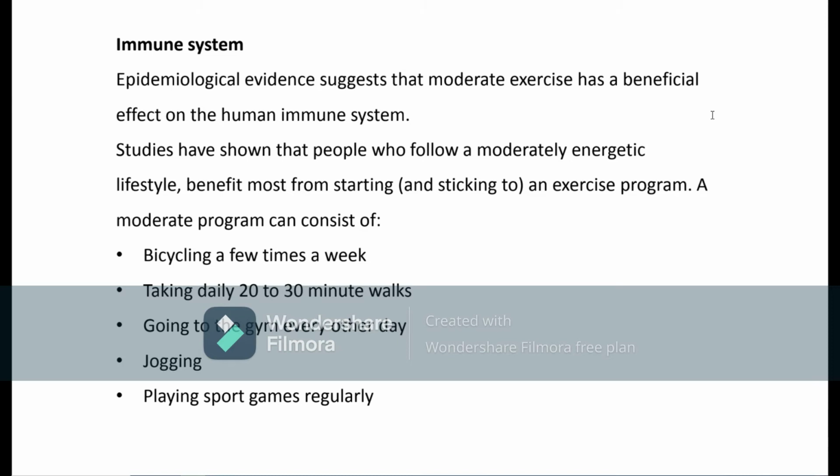The next positive outcome of physical activity is how the state of the immune system reacts to this process. Epidemiological evidence suggests that moderate exercise has a beneficial effect on the human immune system. Studies have shown that people who follow a moderate energetic lifestyle benefit most from starting and sticking to an exercise program. A moderate program can consist of, for example, bicycling a few times a week, or taking daily 20 to 30 minute walks, or going to the gym every other day, jogging, one of the best solutions, or playing sport games regularly.